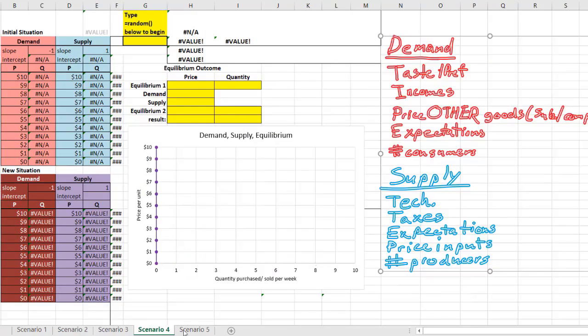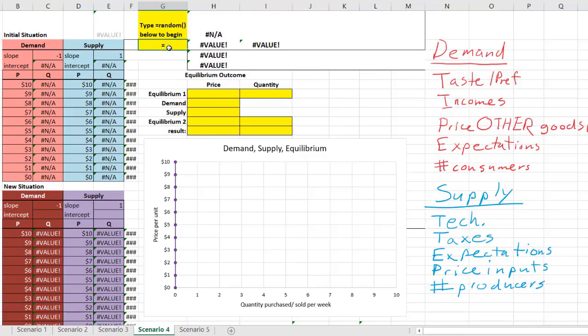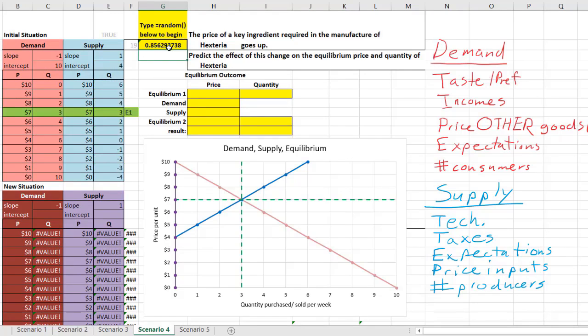Jump over to scenario 4 here. Okay, and by now hopefully you know the drill. Equals random, open, close parenthesis. All right, here we go. It says the price of a key ingredient required in the manufacture of Hexteria goes up. So we want to think, is that a demand shifter or a supply shifter? But first, let's find our initial equilibrium. So before anything happens, we were at a situation where the price is 7 and the quantity is 3. So let's plug those values in. Price is 7. Quantity is 3.